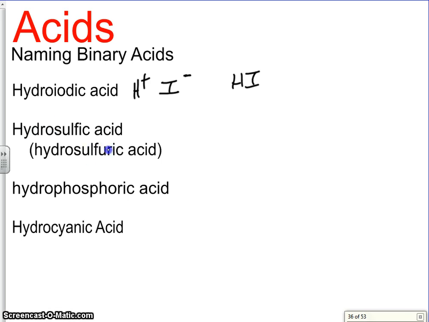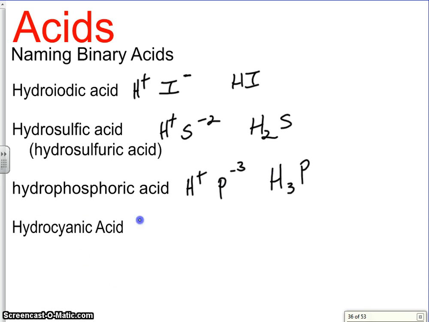Hydrosulfuric or hydrosulfic. Both are correct names, so don't worry too much about the UR. It just depends on how you pronounce it. Hydrosulfuric tells us we're dealing with sulfur, which is -2. Acid tells us hydrogen. Cross and swap, H2S. Hydrophosphuric or phosphic, either one. Acid tells us hydrogen. Hydrophosphuric tells us phosphorus, -3, H3P. Hydrocyanic, we've already done, HCN. It's on the last slide.